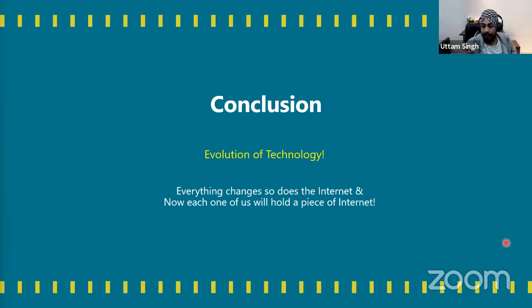And right now we have Web 3.0, in future we will have Web 4, Web 5. Everything changes, and so does the internet. And now each one of us will hold a piece of the internet. Isn't it amazing? Right now we don't own the internet, but in Web3, each one of us will hold a piece of the internet. So this is how Web3 is, and it is actually amazing.